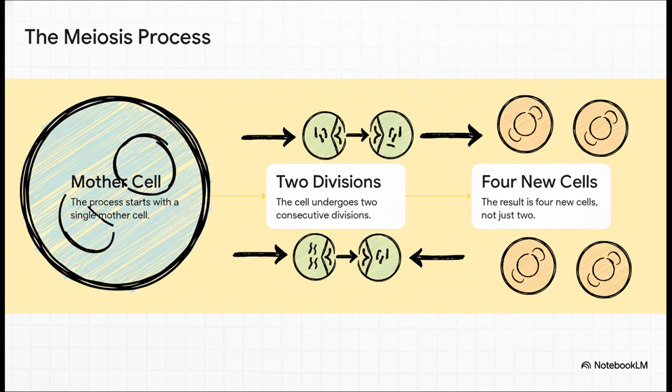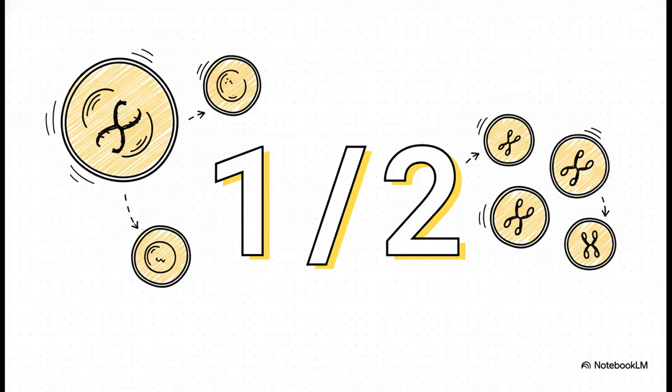Now, the process here is quite different from mitosis. Meiosis also starts with one mother cell, but notice this very important difference. The cell divides two times, one after the other. And because it divides twice, what do we get? We get four new cells, not just two. And this brings us to the most unique thing about meiosis. The four new cells that are formed have only half the number of chromosomes as the original mother cell. This is a very, very crucial difference to remember.